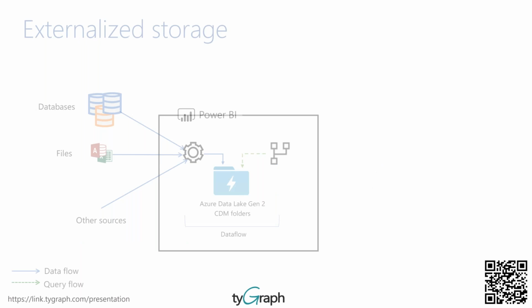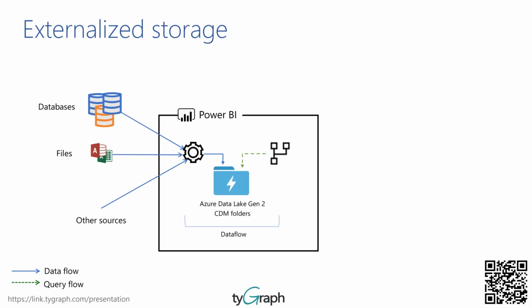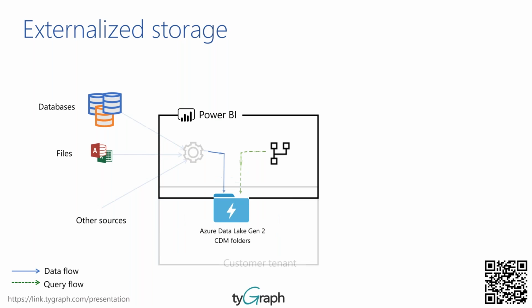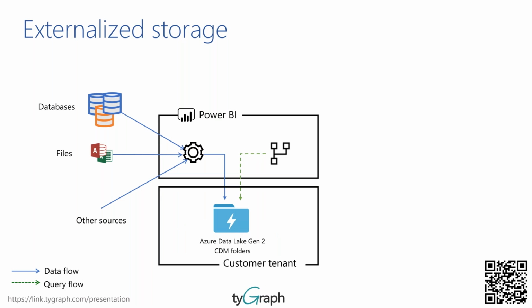Now, I said before, when you build a data flow, it's all being stored as a Data Lake Gen 2 storage system at Microsoft. So that's basically what you're seeing here in terms of a data flow. However, what you can do if you decide to is say, no, I don't want to use Microsoft's source. I want to bring my own Data Lake Gen 2 folders to the party, and I want my data from my Power Query to be stored there.